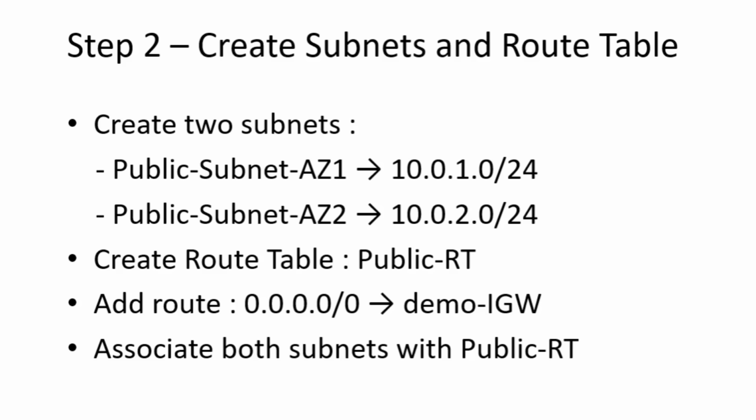Destination 0.0.0.0/0, target Demo IGW. This route tells the VPC that any traffic bound for the internet should go through the internet gateway. Finally, associate Public RT with both public subnet AZ1 and public subnet AZ2. This ensures that instances inside these subnets can connect to the internet and be reachable externally through the ALB.